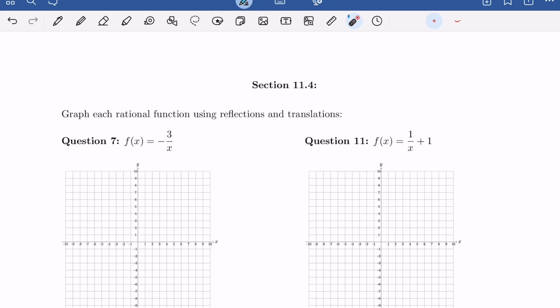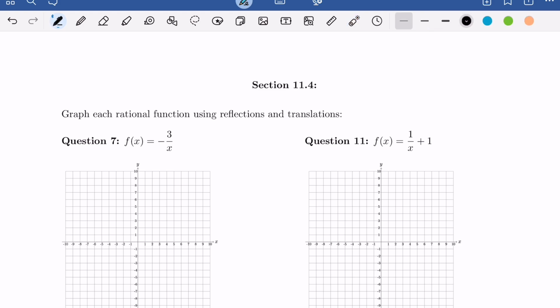So in the last section of this video, we're going to be going over graphs of rational functions. So we're going to start with these two questions here. We want to graph each rational function using reflections and translations. So for this first one here, we have f of x is equal to negative 3 over x.